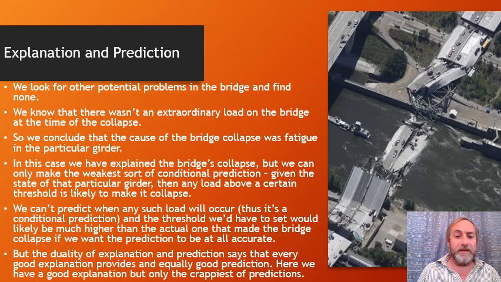And really, once again, the kind of prediction we could make with that sort of explanation is only the very weakest, right? We could say maybe, given the state of the particular girder, if we'd known it ahead of time, then any load above a certain threshold, probably a very big one, is likely to make it collapse. Not guaranteed. And the load at which we'd be certain it would collapse would be way higher than the actual load that didn't make it collapse.